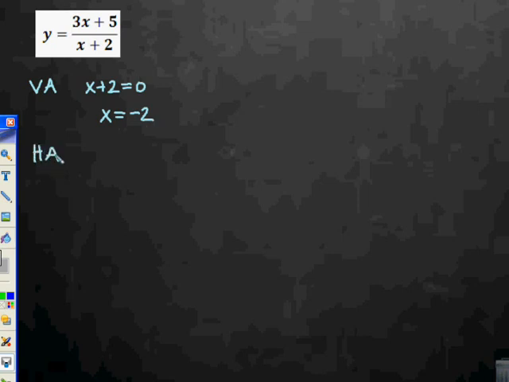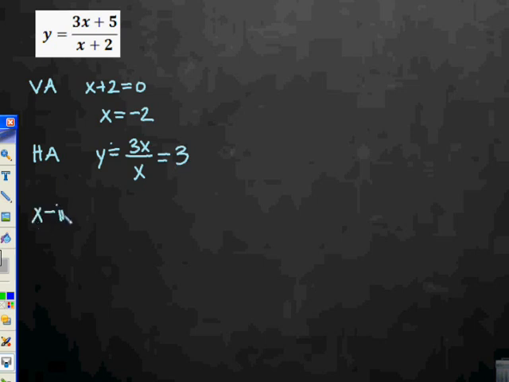The horizontal asymptote, remember, is found by looking at the power in the top and the power in the bottom. Well, my power in the top is an x to the first. The bottom is an x to the first as well. So when I take those coefficients, 3x divided by x to the first, those x's essentially are going to cancel, and so I'm left with 3. So that's why I have y equals 3 as my horizontal asymptote.